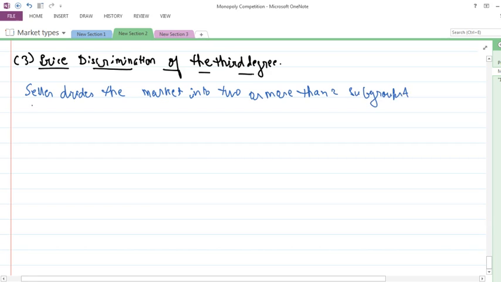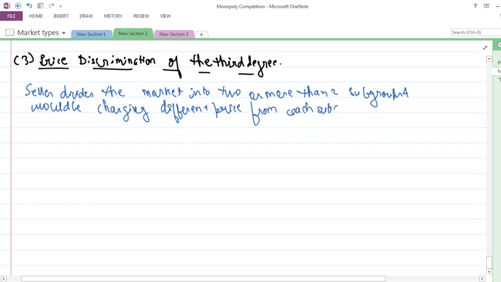and would be charging different price from each subgroup. हर सब ग्रुप के पास से कोई अलग प्राइस चार्ज की जाएगी. This price charged in the sub market need not be the lowest demand price of that sub market. यहाँ पे जो प्राइस फिक्स की जाएगी या डिटरमाइन की जाएगी ये नहीं होगा कि the lowest price which can possibly be charged, वो प्राइस नहीं है.